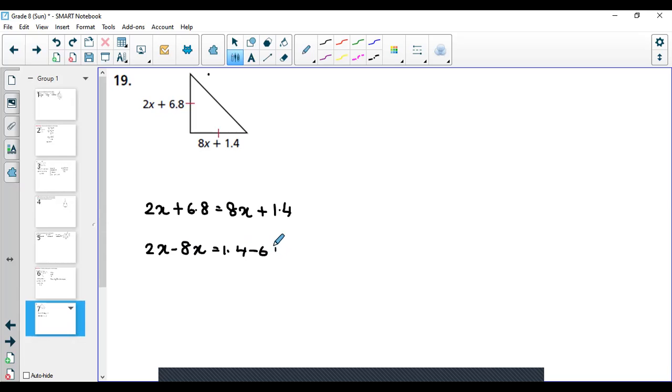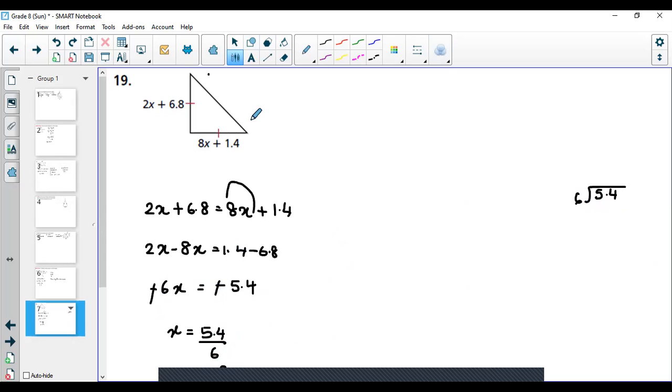1.4 minus 6.8. So this will give us a negative 6x and this will give us negative 5.4. So both sides have negatives. That is x is equal to 5.4 divided by 6. Now, if you divide this, you will get 0.9 as the answer. Do divide it using long division. 5.4 divided by 6. If you have any doubt about this answer, you can do that way and find out what's the value of x.